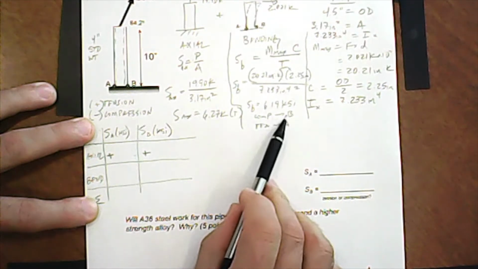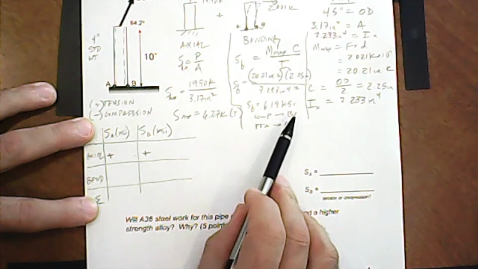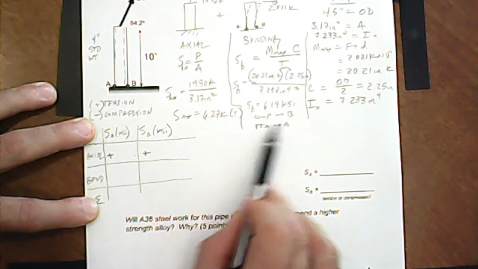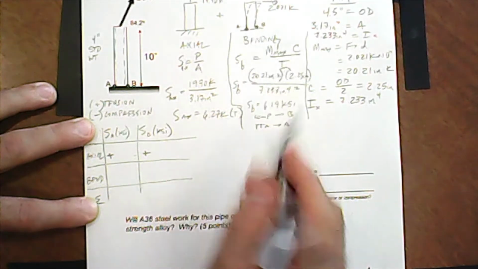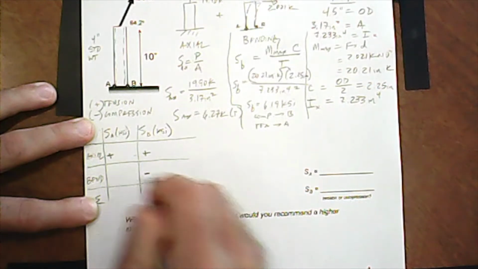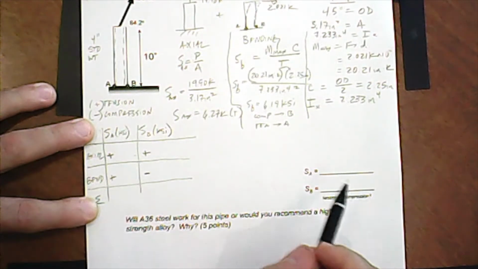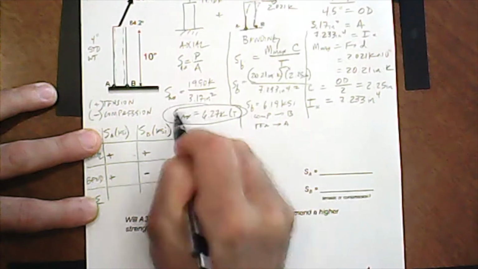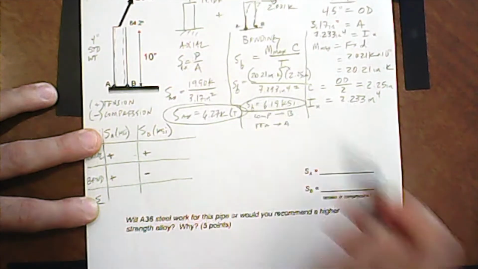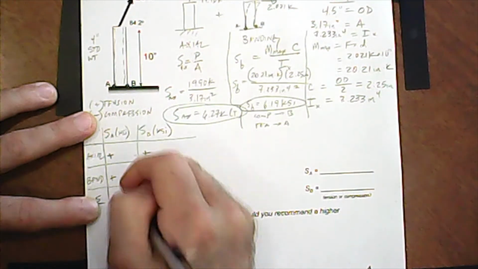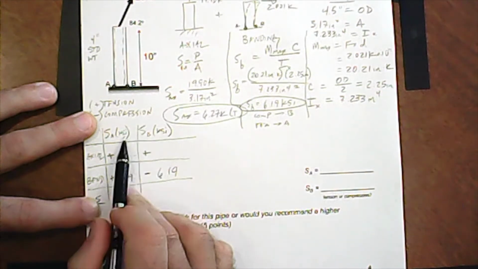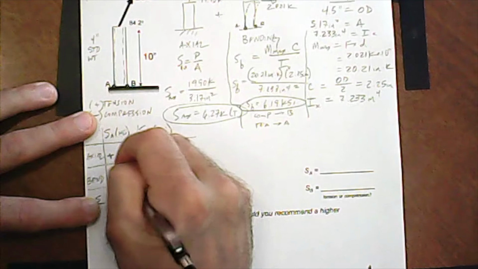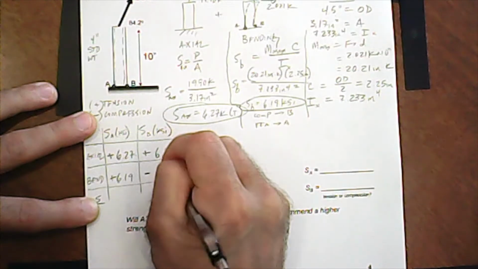I also know that my one place in compression is going to be point B in bending. I wrote that right there. So point B in bending is going to be there, so that will be negative, and that will be positive there. And now we can just use our two values. We have our axial value and our bending value. Bending is going to be 6.19 and 6.19 KSI, and axial is going to be 6.27 and 6.27.